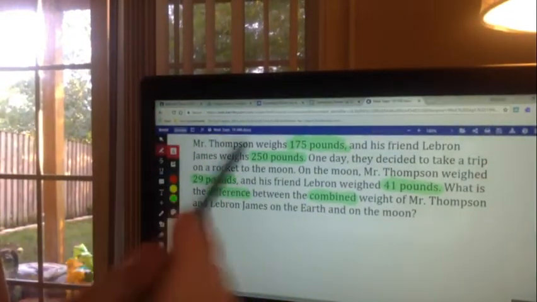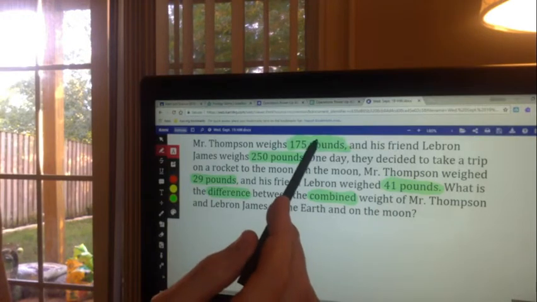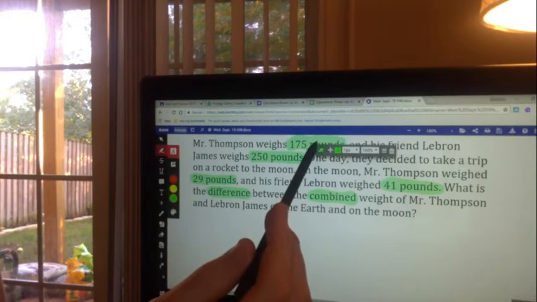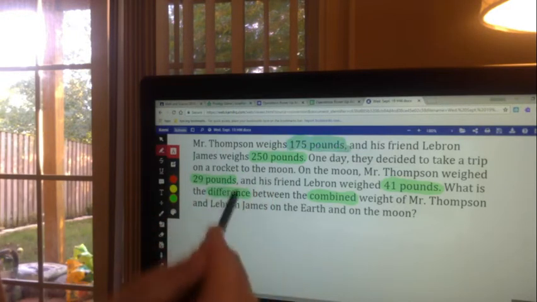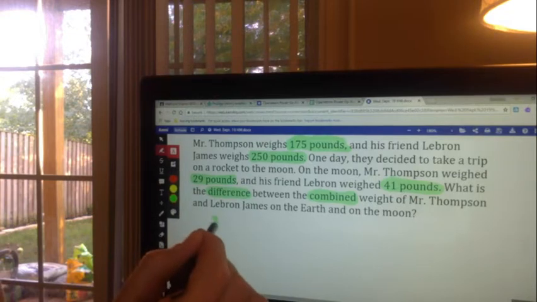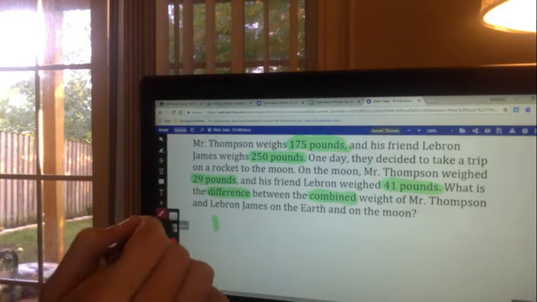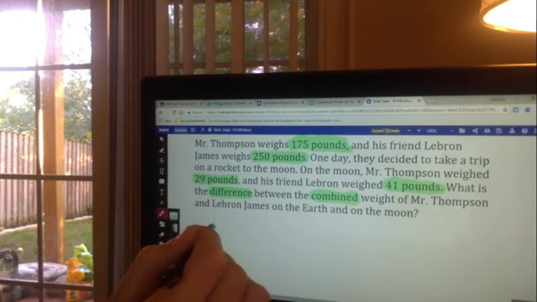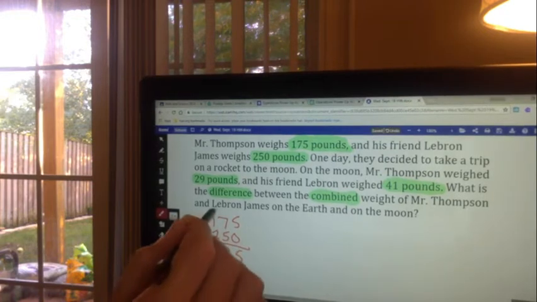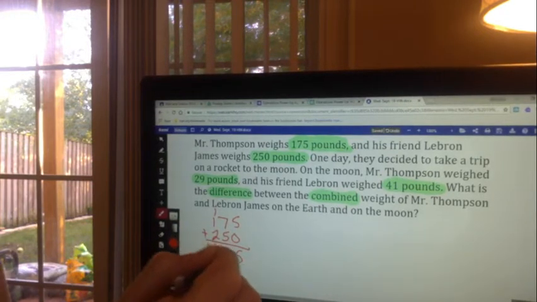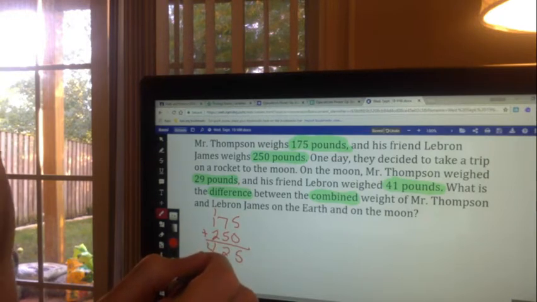So that tells me we're going to subtract something. So the first thing I'm going to do here is combine LeBron James and Mr. Thompson's weight on the Earth and on the moon. So first I'm going to combine their weights on Earth, which would be, let's go to a pen instead of highlighter, 175 plus 250. That's going to give me the total of their weights on the Earth.